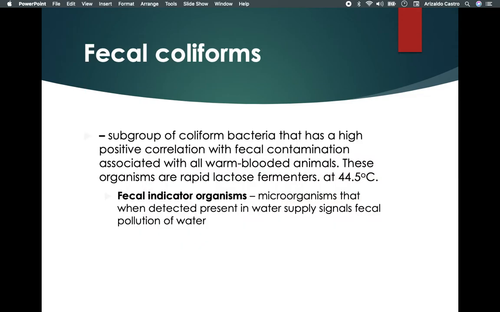The fecal coliforms I've mentioned are positively correlated with fecal contamination. And most of the time, we associate them with us, with warm-blooded animals, okay? And these organisms, as rapid lactose fermenters, have a range of cardinal temperatures from 37 to 45 degrees Celsius.